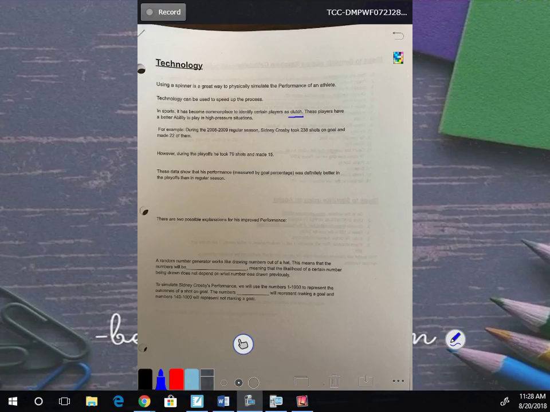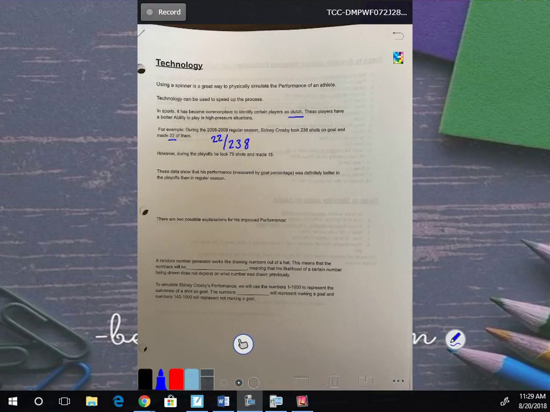During the 2008-2009 regular season, Sidney Crosby took 238 shots on goal and made 22 of them. Okay, so I want to find the percent. So I'm going to do 22 divided by 238.